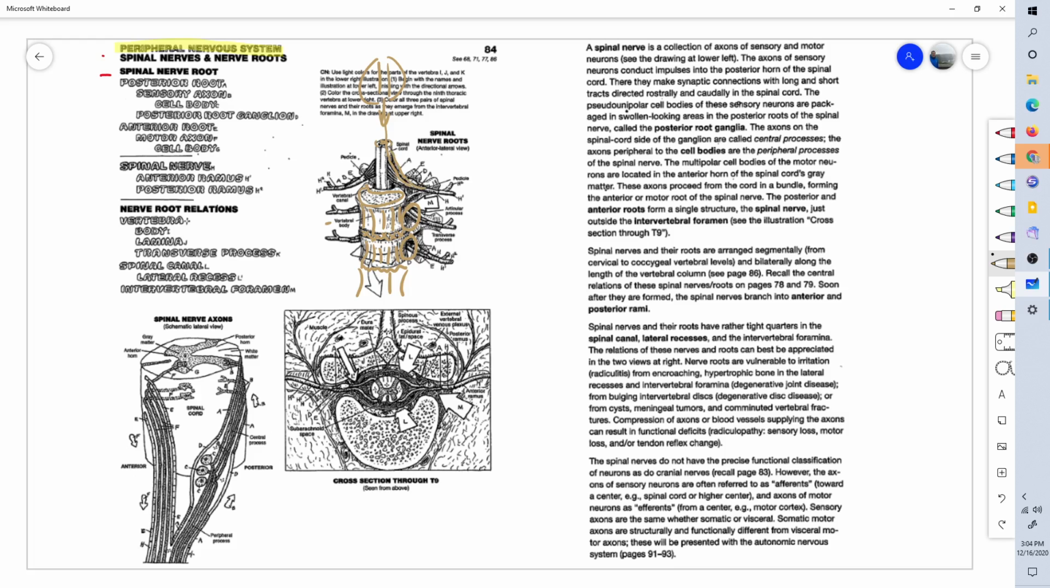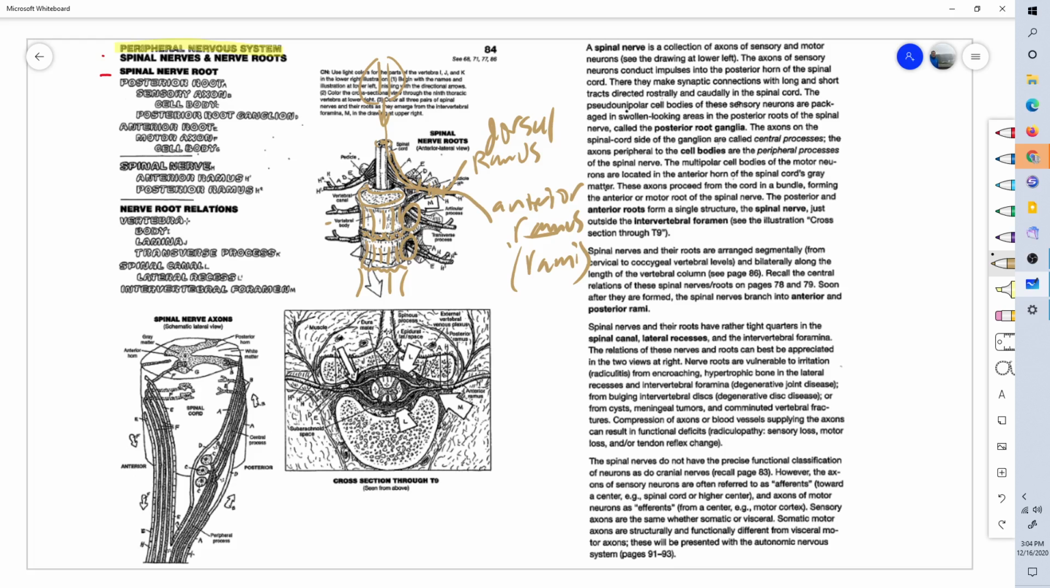These two roots meet up in a place right here called the spinal nerve. And then they branch out to the body through what's called a ramus, or rami. That's the posterior rami, the dorsal rami. And here's the anterior rami, or the ventral rami. Rami is plural for ramus.